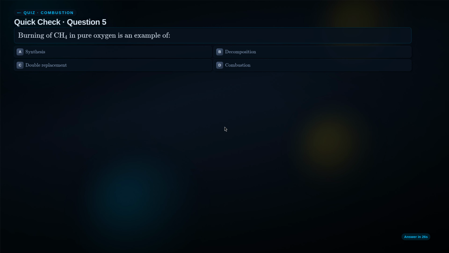Quiz question 5. The burning of propane in a gas grill follows the equation C3H8 plus 5O2 yields 3CO2 plus 4H2O plus energy. Which type of reaction is this? Option A, synthesis. Option B, decomposition. Option C, single replacement. Option D, combustion. Take a moment to think. The answer will appear in 60 seconds.